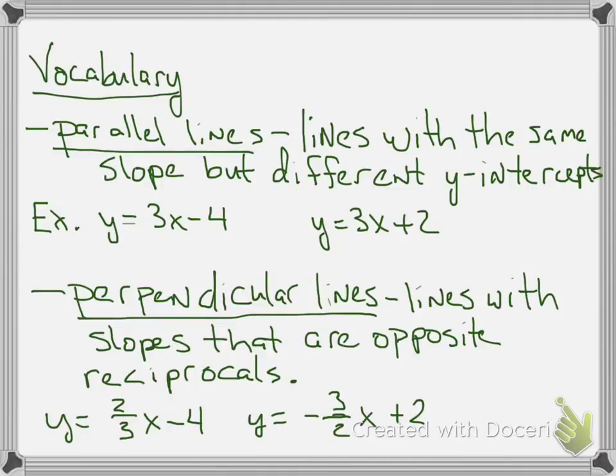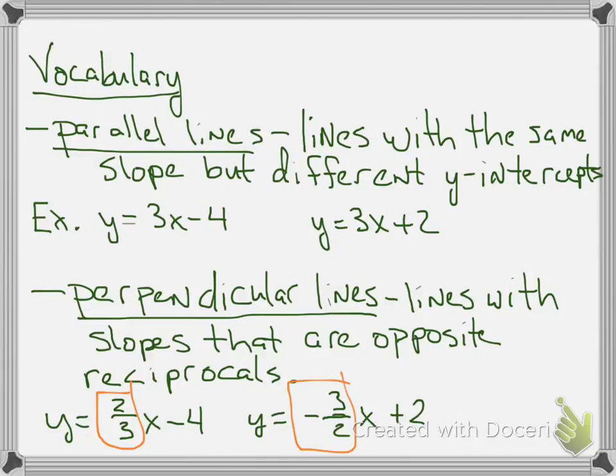Okay, the vocabulary here. Parallel lines: lines with the same slope but different y-intercepts. So notice here the number in front of the x is the same, but the numbers after the x are different. Perpendicular lines: lines with slopes that are opposite reciprocals. So 2/3. Notice here how I have 2/3. And then -3/2. Opposite reciprocals.